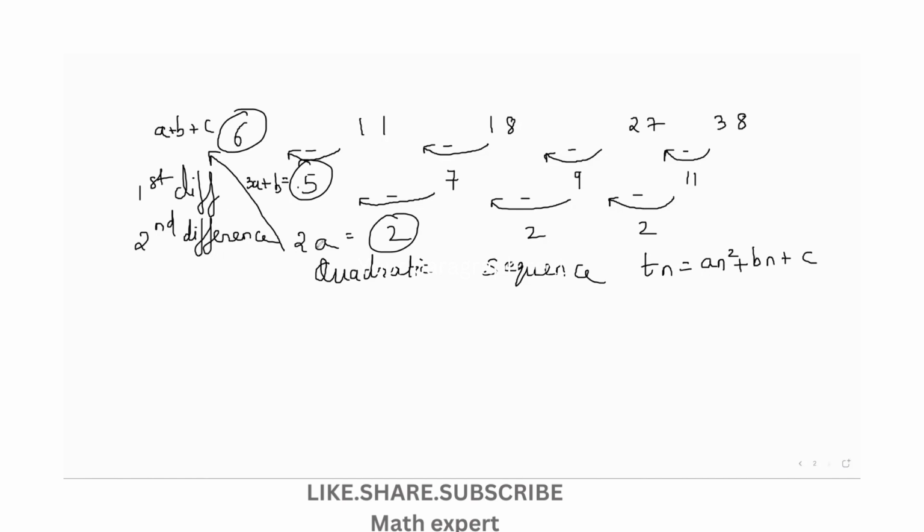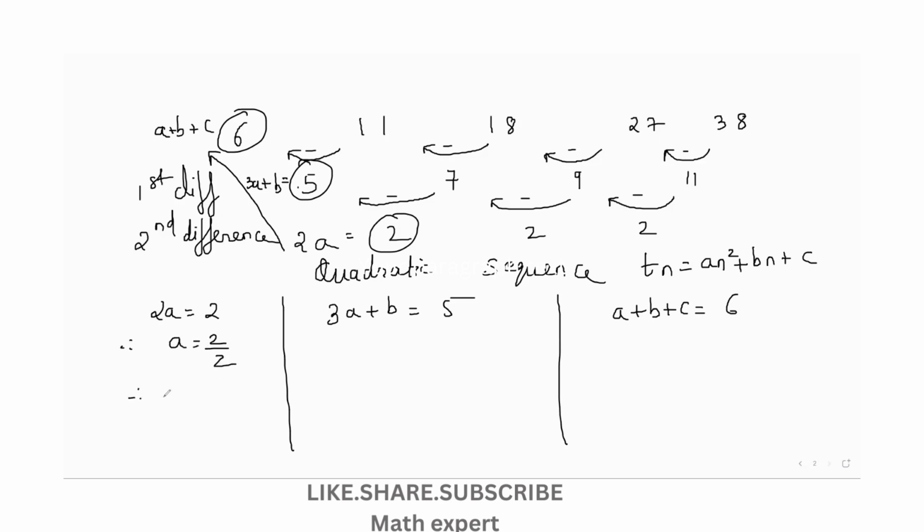So let's move ahead. As I said, when you get the second difference constant, circle the first terms and move from down to up. So 2a is equal to 2. Then 3a plus b is equal to 5. And a plus b plus c is equal to 6. Therefore, a is 2 upon 2, which is 1. Then, since you got a, substitute it in this equation. So 3 into 1 plus b is 5. Therefore, 3 plus b is 5.